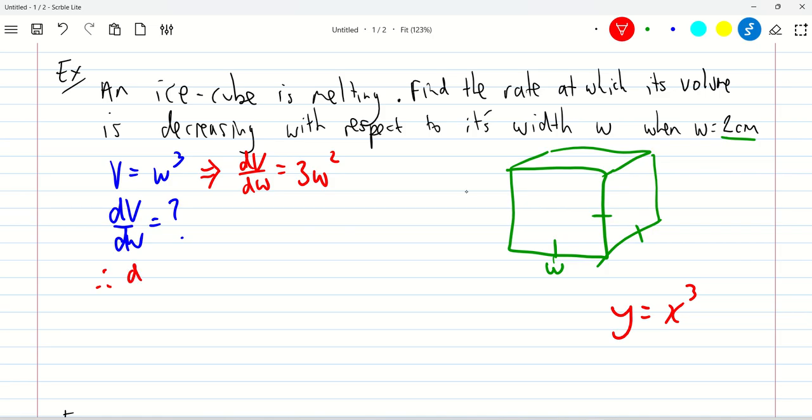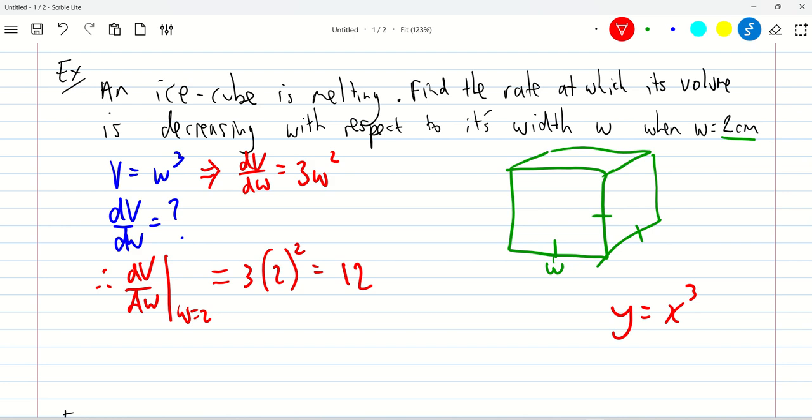So we're almost at the answer already. dV/dW, when W equals 2 — that vertical line means "when" — is equal to, and I'm just going to sub in W equals 2. So that's 3 times 2 squared. 2 squared is 4, and 4 times 3 is 12. So the rate at which the volume is decreasing with respect to its width when W is equal to 2 is equal to 12.